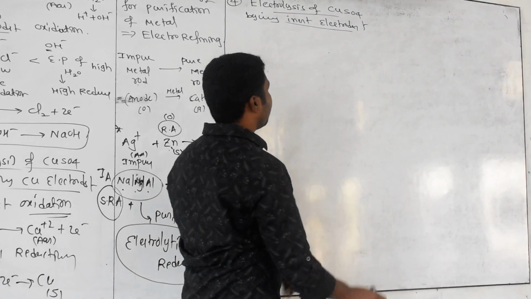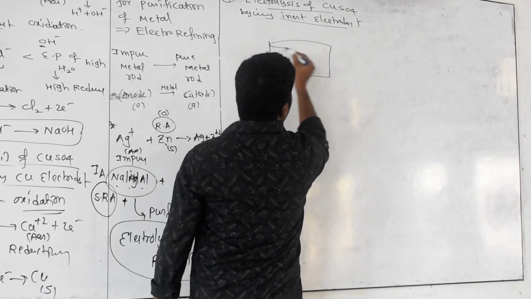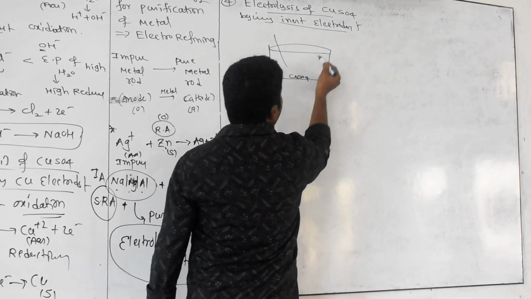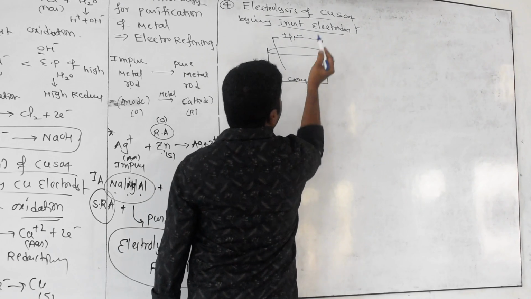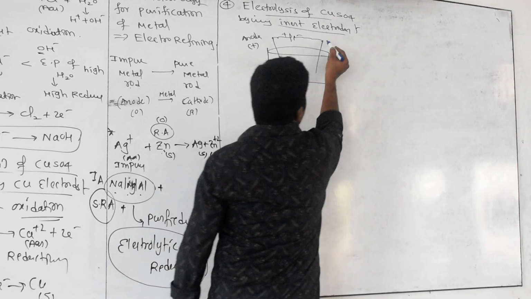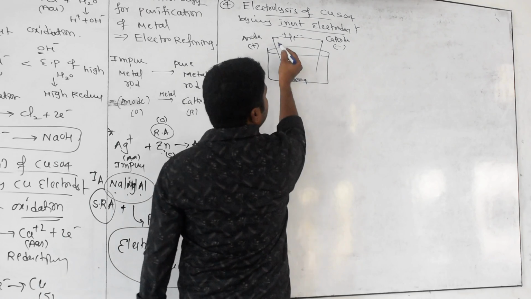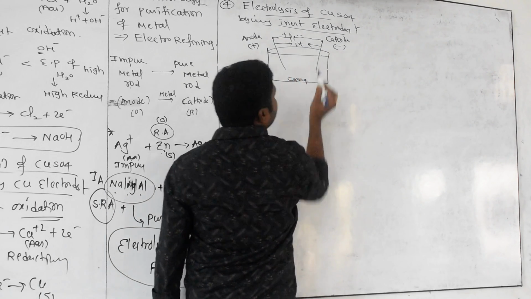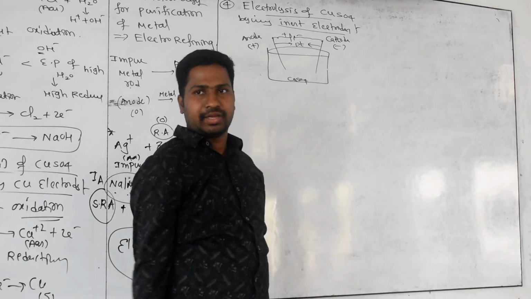Inert electrode means what? You have to check it. See, I am taking a copper sulfate solution, CuSO4 solution. Into this you are supplying power, with a positive electrode and a negative electrode. This is acting as the anode, positive charge. This is the cathode, negative charge. But these electrodes are not copper rods. They are platinum electrodes, inert electrodes, or we can also use graphite rods. They are also inert electrodes. They won't respond to any chemical action.